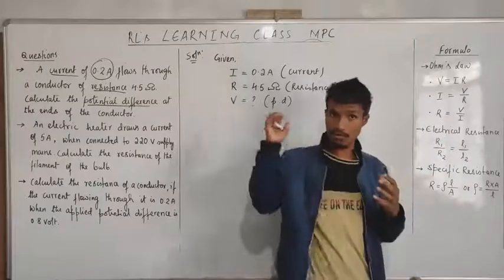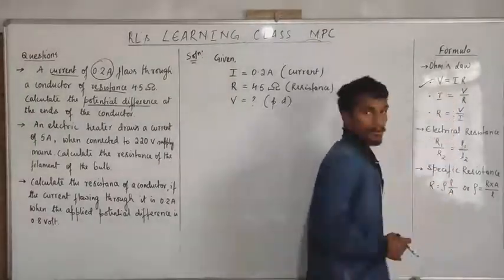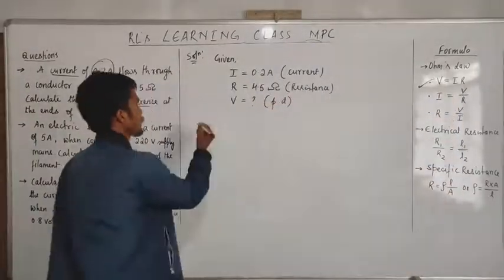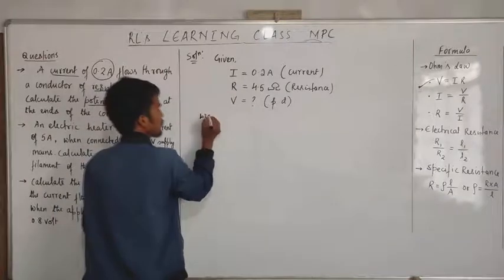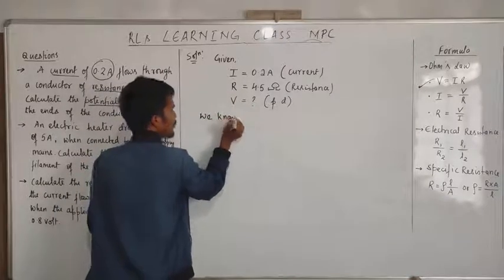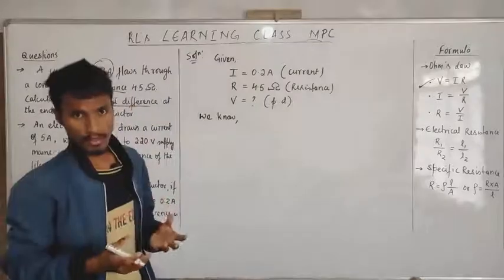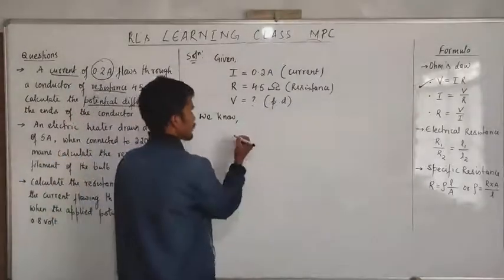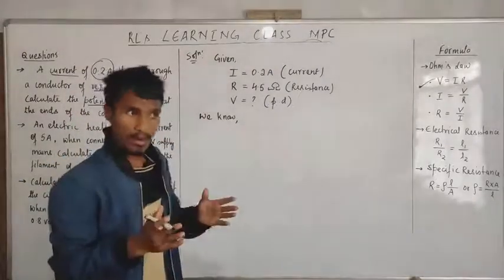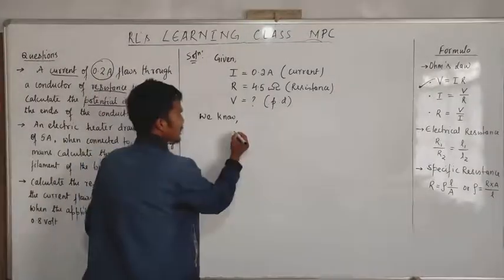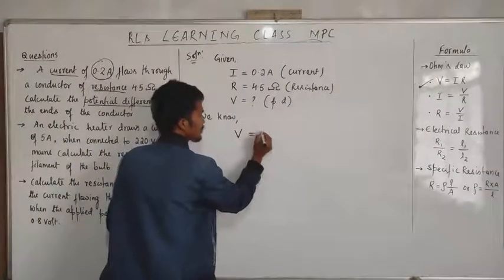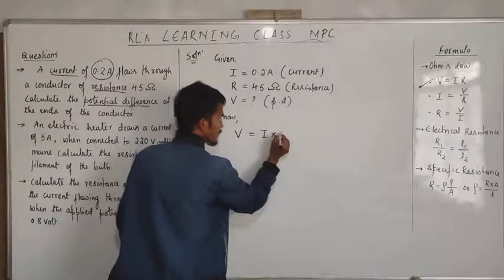But in this question, the direct formula is this one. Then you can write like this: we know, or you can write according to Ohm's law. What's the formula? Electric potential is equal to current into electrical resistance.